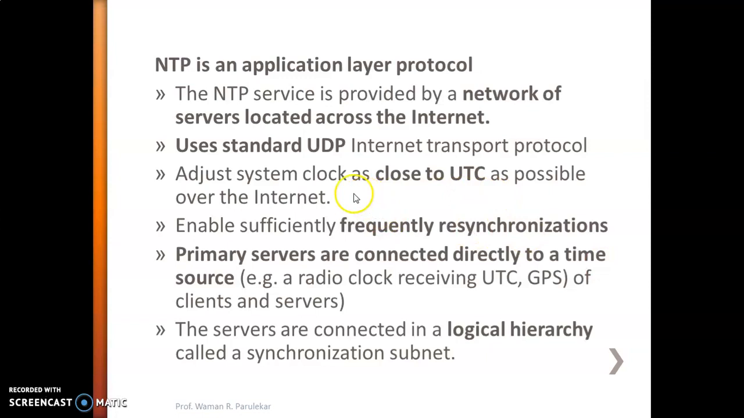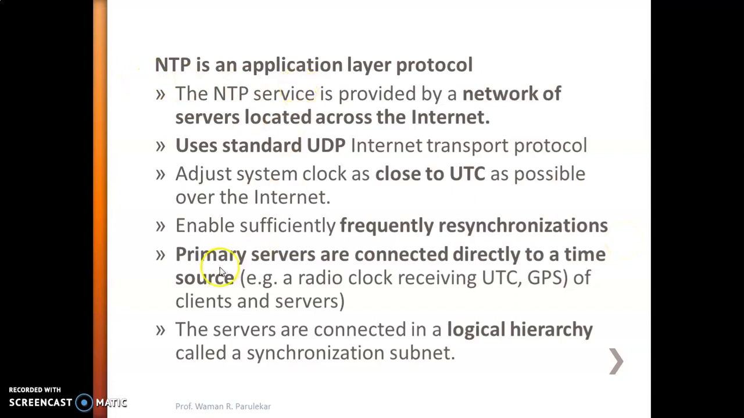The next point is that we synchronize the clock in NTP using UTC. This is very similar to the previous algorithm, Christian's algorithm. There also we use UTC, and in this NTP method also we use UTC. So whenever we send a request to the server for the standard time, it will return the UTC time in NTP. The next point is that to keep the clock of the computer always synchronized, NTP does frequent resynchronizations.